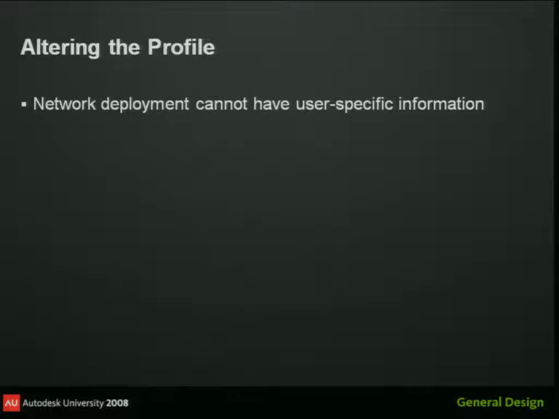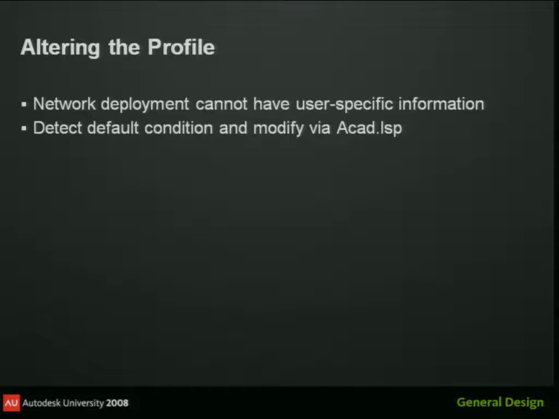So I've been talking about altering the profile. And here's where we kind of get back to that conversation from the gentleman in the back there: how do I do that? Well, network deployment really can't modify the user-specific stuff. Usually that's done by a group policy or some other mechanism, and so the files are already there. So you have to do this after that initial deployment.